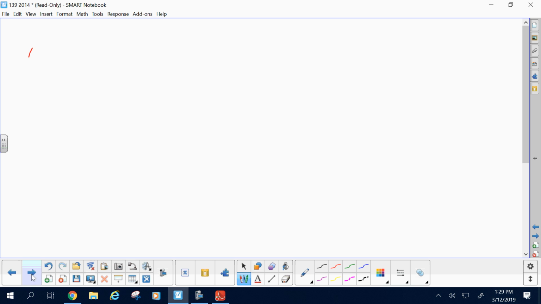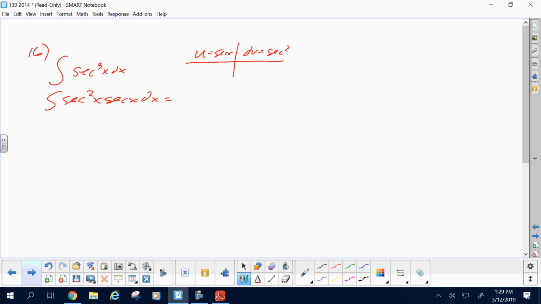Okay. 16 is secant cubed, a rather famous integral because it's how you do a lot of arc length calculations with trig sub. It is a little bit of identity and a little bit of circular integration. If you break it up, u is secant and dv is secant squared. Du therefore is secant tangent and v is tangent.